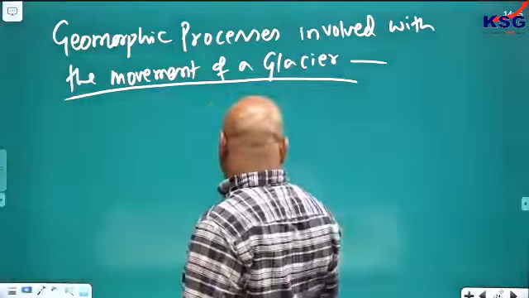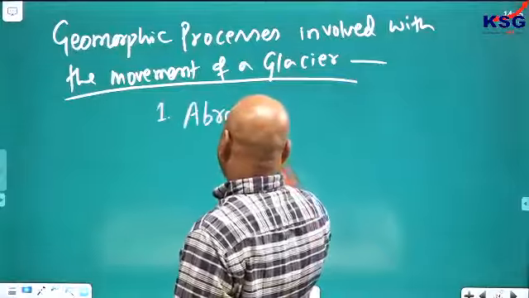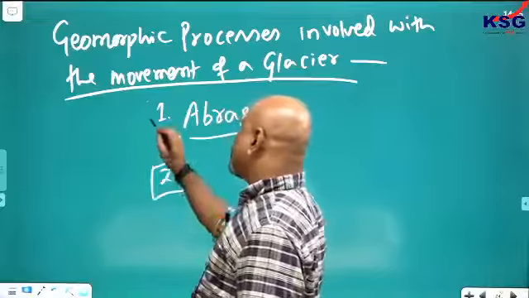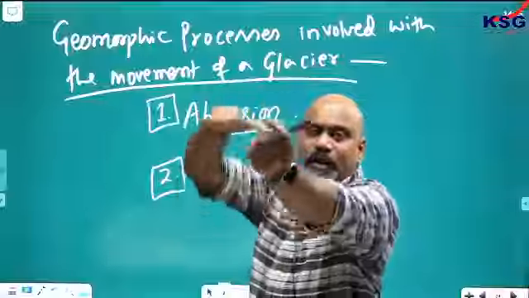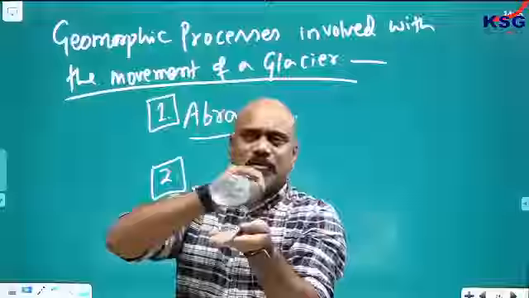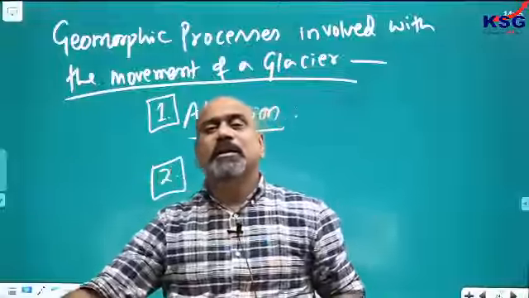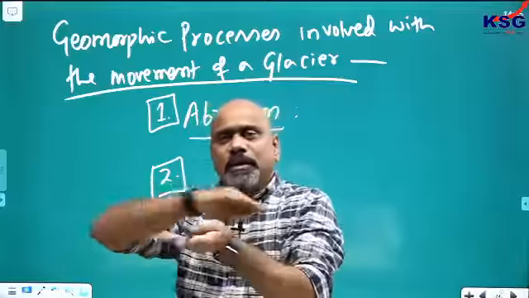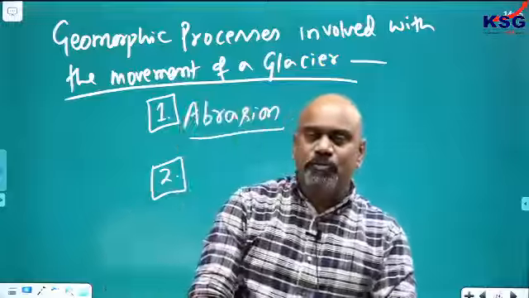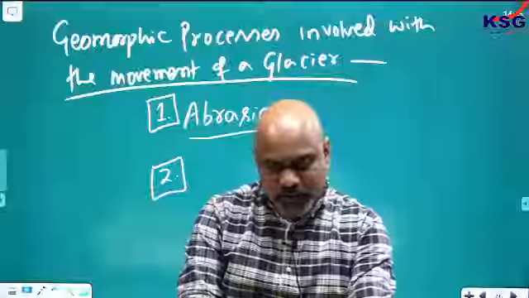The most important thing here is abrasion. Abrasion is the most important geomorphic process associated with a glacier. While a glacier moves, it takes everything on its way. Whatever comes on its way, it will carry along. Abrasion is the most important geomorphic process associated with a glacier.